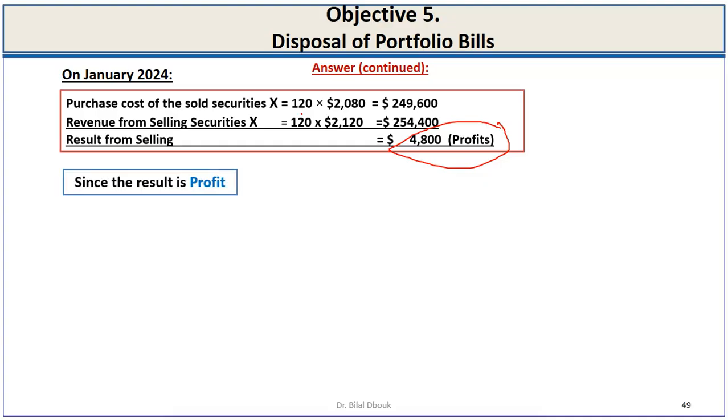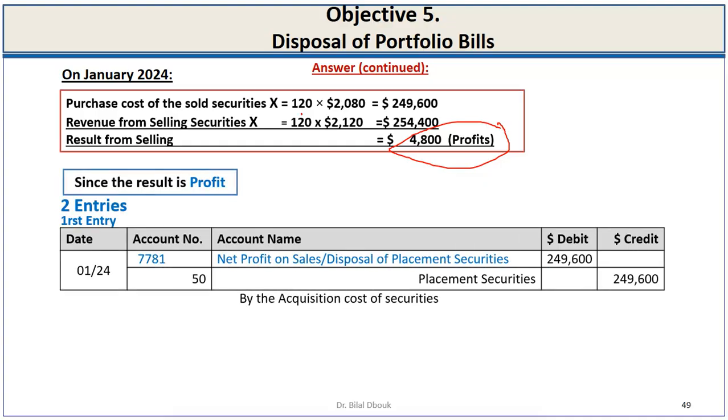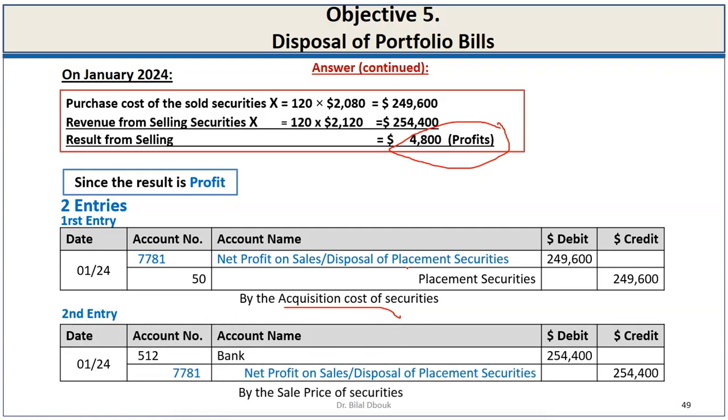Since the result is a profit, we are using the account 7781 net profit on sales or disposal of placement securities. So we debit 7781, we credit 50 account by the acquisition cost of the securities, which is 249,600. Then we debit bank and we credit the same account by the sale price of securities, 254,400, which is the amount of sale.